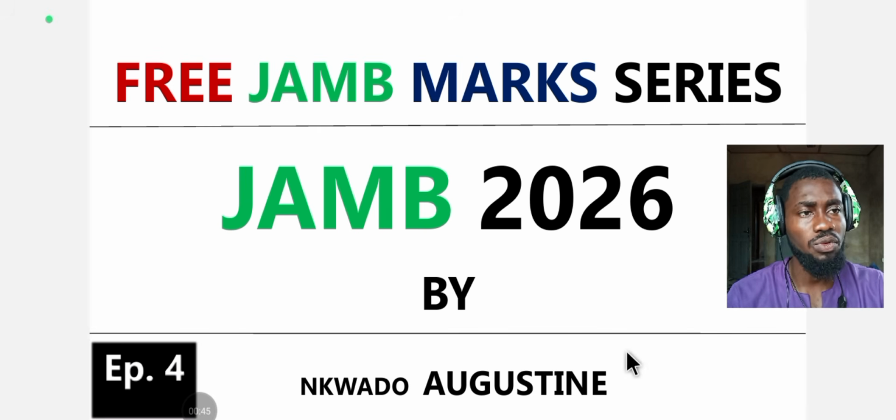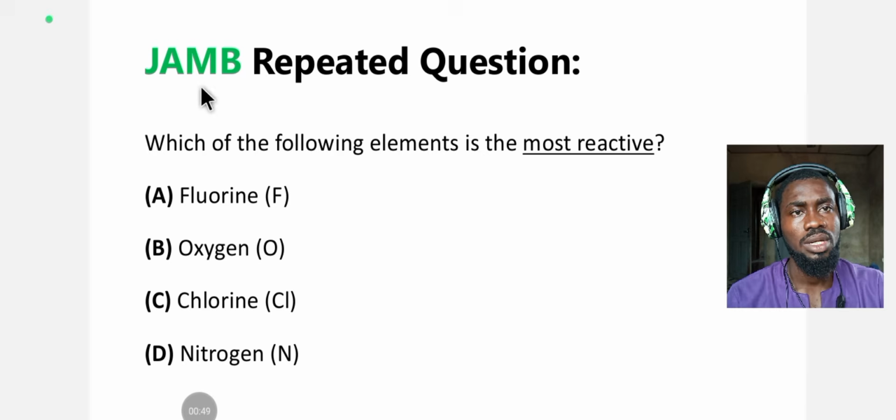Without wasting much of our time, let's head straight into the Jamb repeated question. Which of the following elements is the most reactive? Very, very common in Jamb, always repeated every year in Jamb UTME. A. Fluorine. B. Oxygen. C. Chlorine. D. Nitrogen. What's the answer?